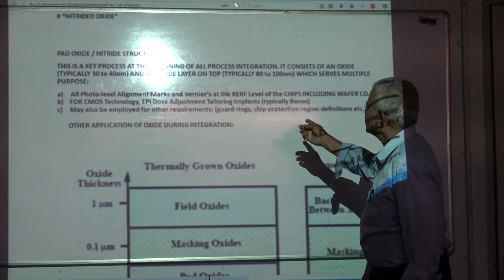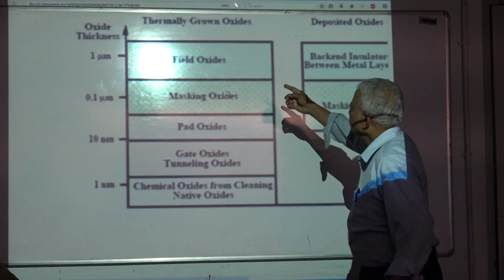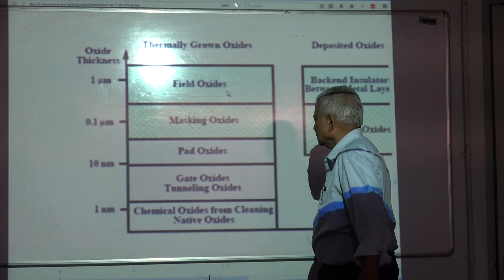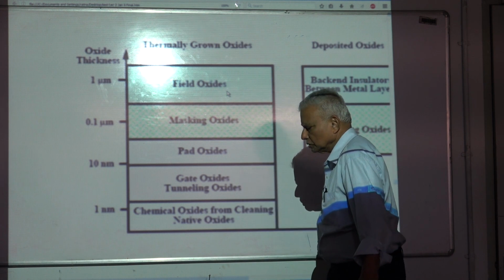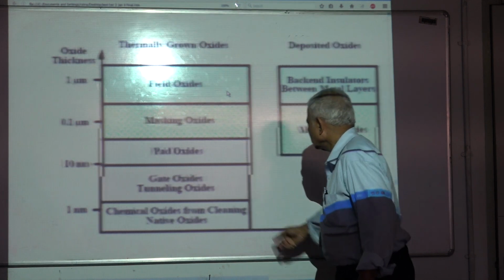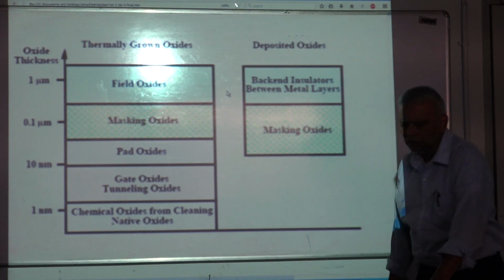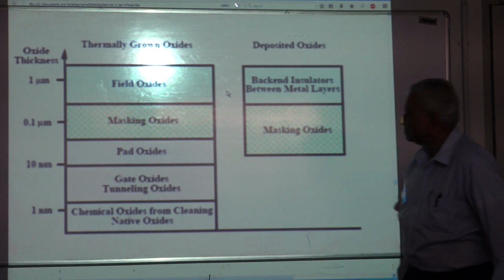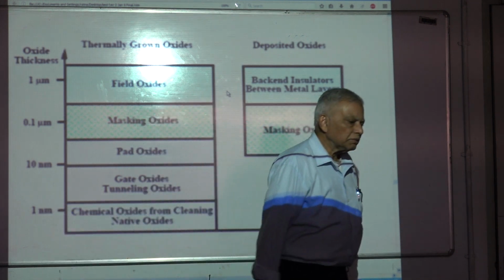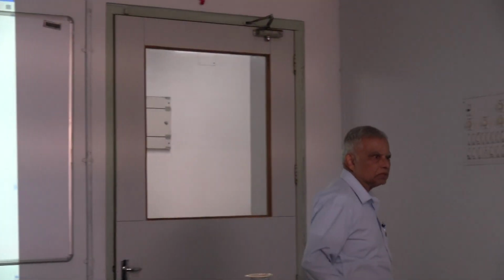Pad structure I mentioned already. Let's keep moving. So you have a field oxide, mask oxide, pad oxide, gate oxide, tunneling oxide. This is the one I'm talking about, which we use a lot for non-volatile memory. Chemical oxide from cleaning, native oxide. The chemical oxide, by the way, that's interesting.